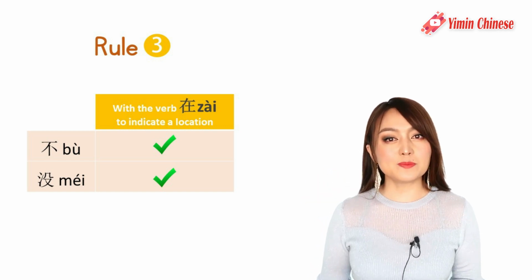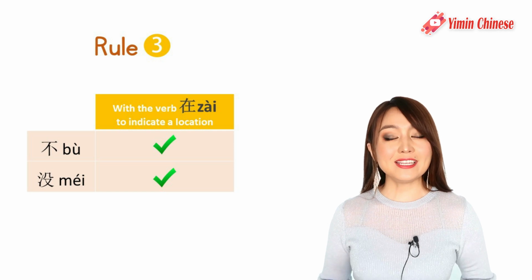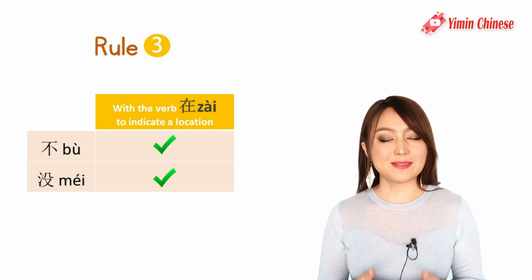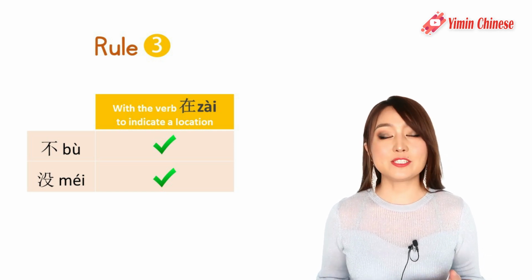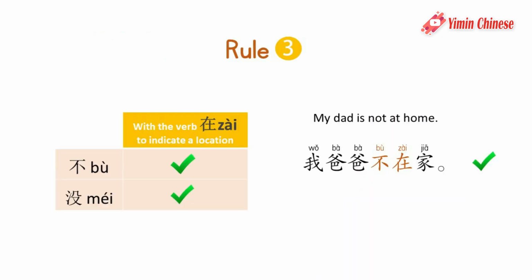Okay, now rule number 3. When either is followed by the verb 在 to indicate a location, 不 and 没 are exchangeable. There's no difference. For example, to say my dad is not at home, you can say 我爸爸不在家 or 我爸爸没在家. They're the same. So this is a situation you can use either of them, 不 or 没, when it's followed by 在 to indicate a location.